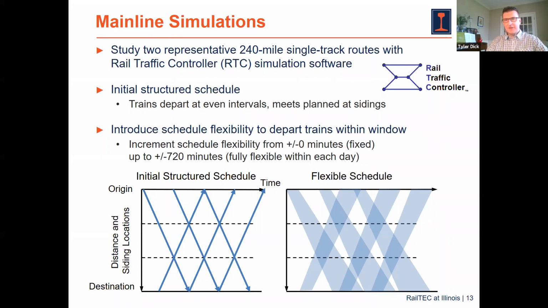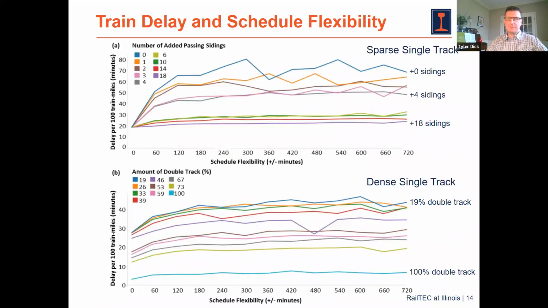When we look at the results over a couple of representative corridors, we plot schedule flexibility on the horizontal axis and train delay on the vertical. As we gradually increase our schedule flexibility, we see for small amounts of schedule flexibility a rapid increase in train delay. Then once we get above a certain point, the train delay plateaus and flattens out. We don't see any further increases in train delay. We see this both on single track with different numbers of sidings, and also on a denser single track when we start adding sections of double track to the route.